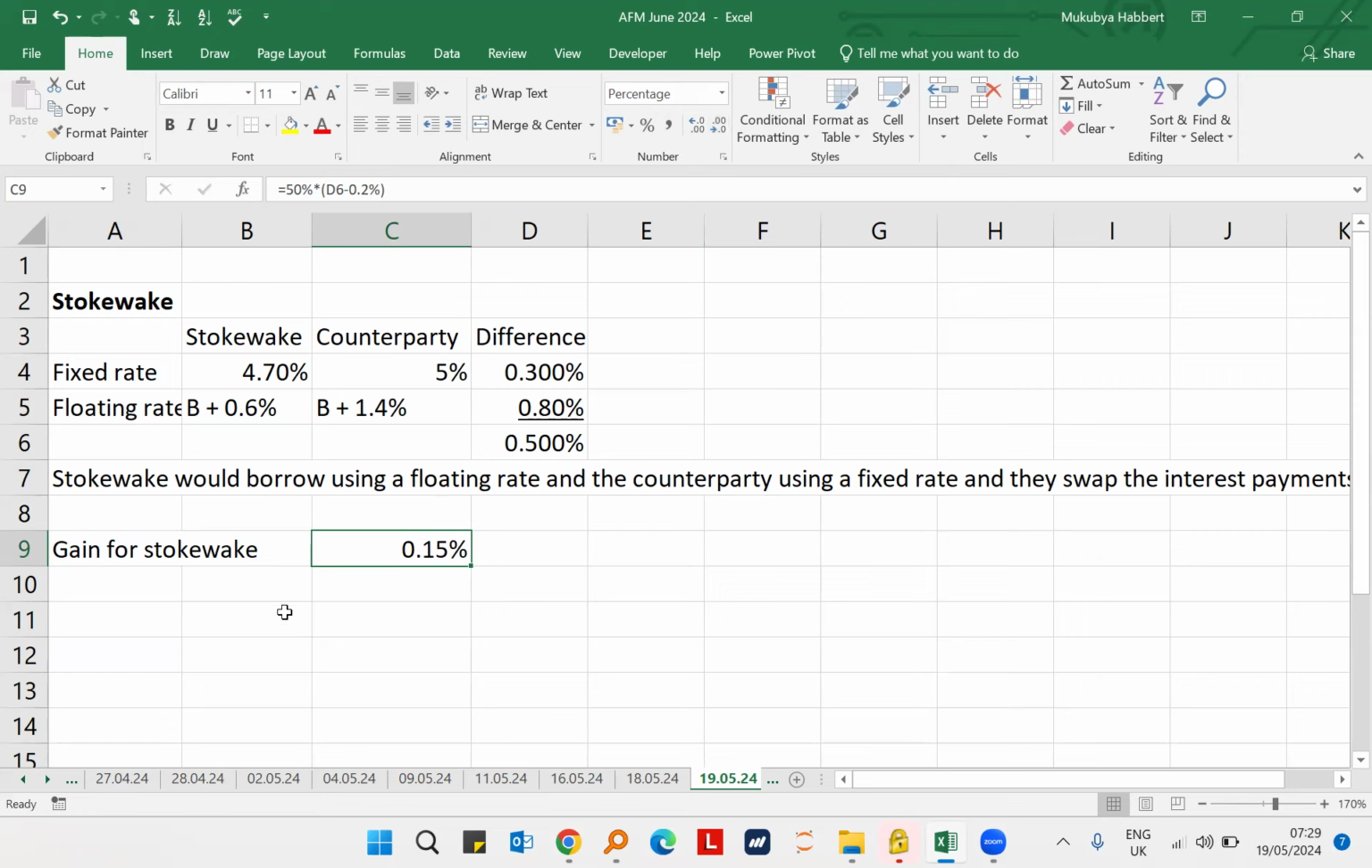So after getting that gain, why did you do 20 basis points yet it's the gain for Stockwake? Yeah, the way I'm doing it is that they have to benefit on the remaining portion of the gain. So this is the gain, but because the bank is charging them 20 basis points, you have to remove that from this one. And what remains is now shared equally between the two.